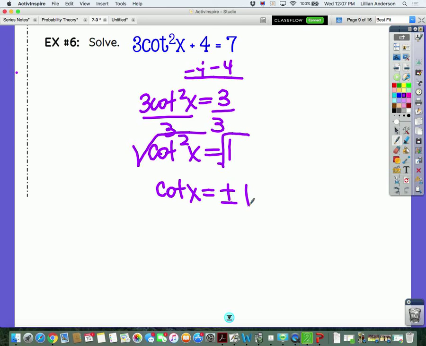Okay? I mean, you can from here. We know cotangent is what over what? Cosine over sine. X over y. So we could figure out where exactly is it when I divide my x by my y, I get a positive 1 or a negative 1? Oh, we already got some answers. Okay. It's pi over 4.